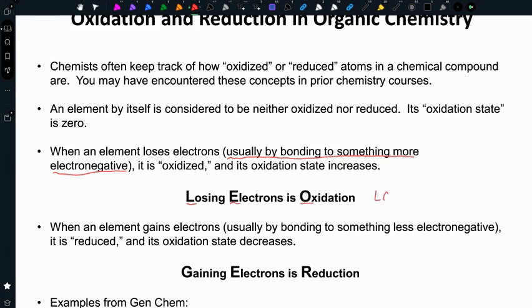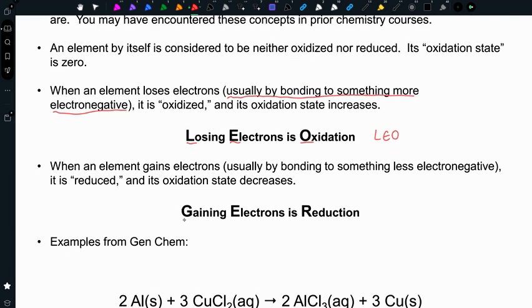So Leo, and you may know that Leo is Latin for a lion. So what does a lion say? Well, a lion says grr. So Leo the lion says grr. Gaining electrons is reduction. So when something gains electrons, usually by bonding to something less electronegative, we call it reduced. And its oxidation state goes down.